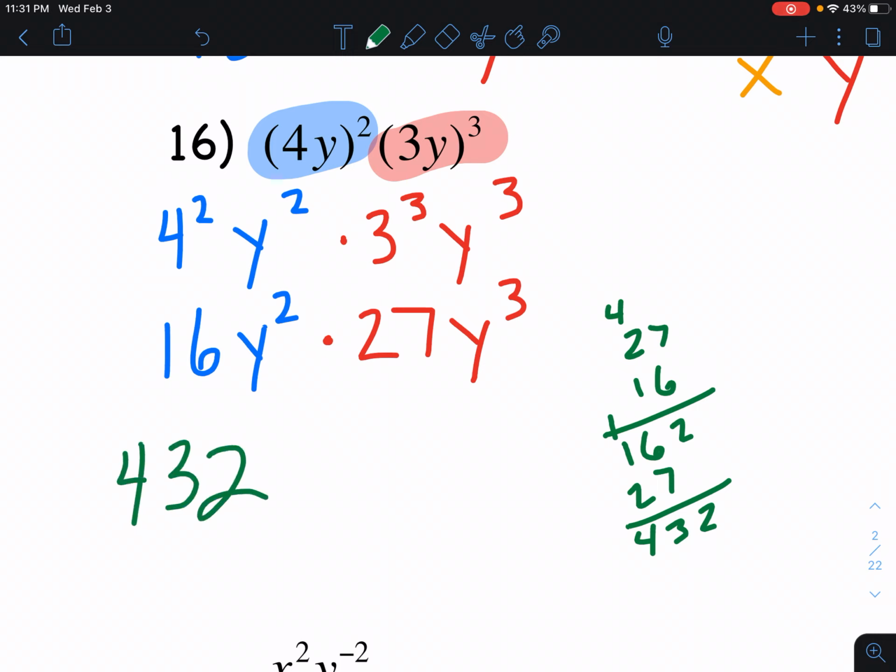And then what are you supposed to do with the exponents? If it shows y squared times y to the third, you're supposed to add them. So it will be y to the 5th.